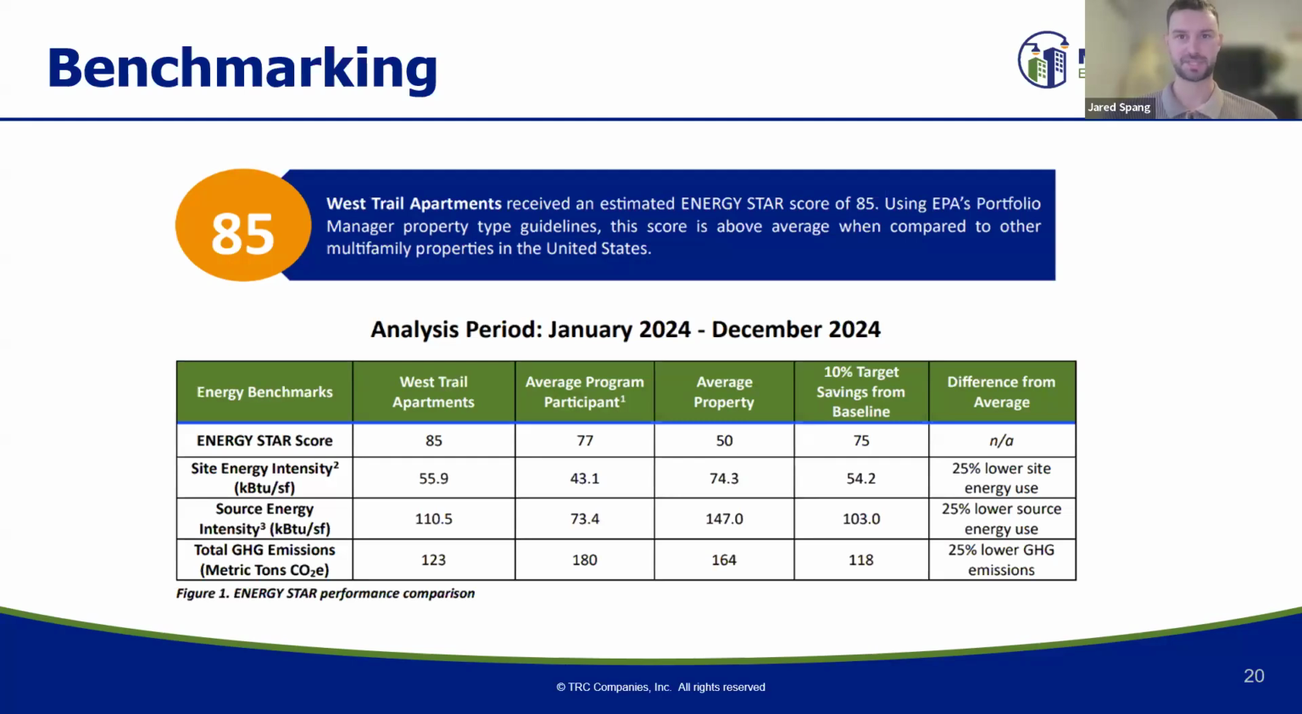And then the 10% target savings from baseline. This will give the property a 10% goal. And if it's above 85, there is no goal because 75 is considered high, so there's no 10% savings from that. But you can see from site energy intensity, 55.9, and the 10% target savings from that would be 54.2, and so on for source energy intensity and then total greenhouse gas emissions.